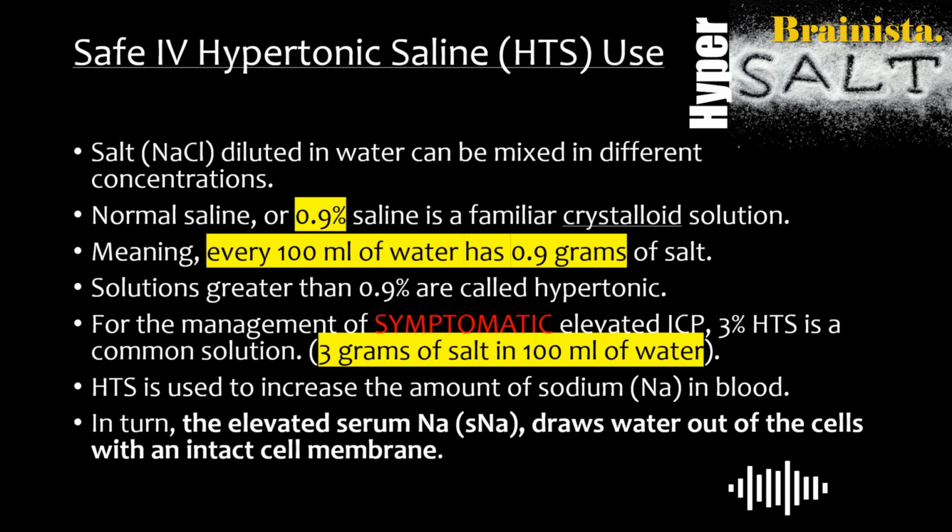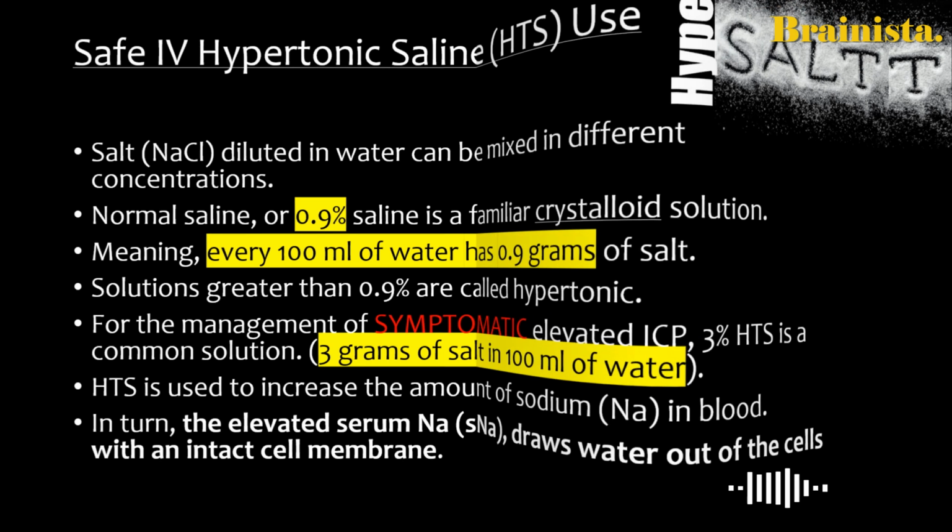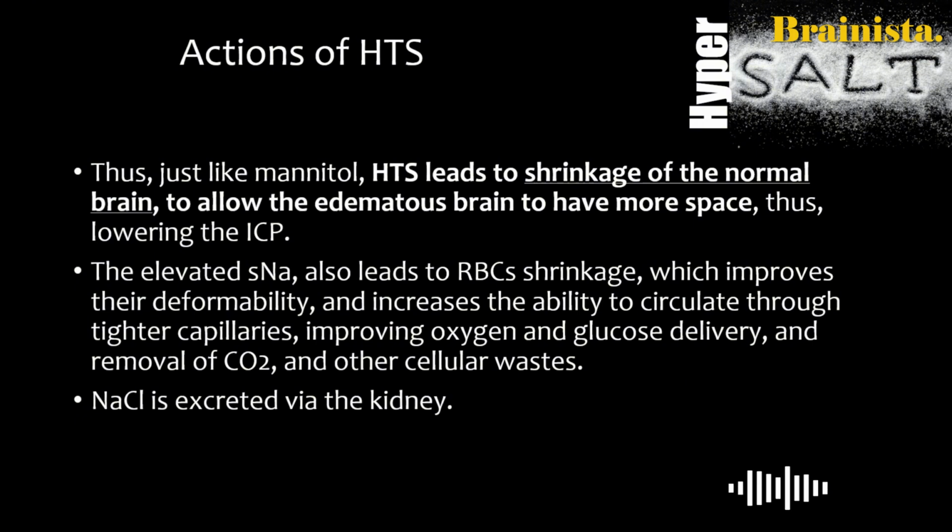Hypertonic saline is used to increase the amount of sodium in blood. The osmolarity of normal serum is 140 milliequivalents. The osmolarity of normal saline is 154 milliequivalents. The osmolarity of 3% saline is 1027 milliequivalents. In turn, the elevated serum sodium, in cells with normally functioning cell membranes, draws water out of those cells and into the extracellular compartment, including the intravascular compartment. Thus, just like mannitol, hypertonic saline leads to shrinkage of the normal brain, to allow the edematous brain to have more space, thus lowering the ICP.